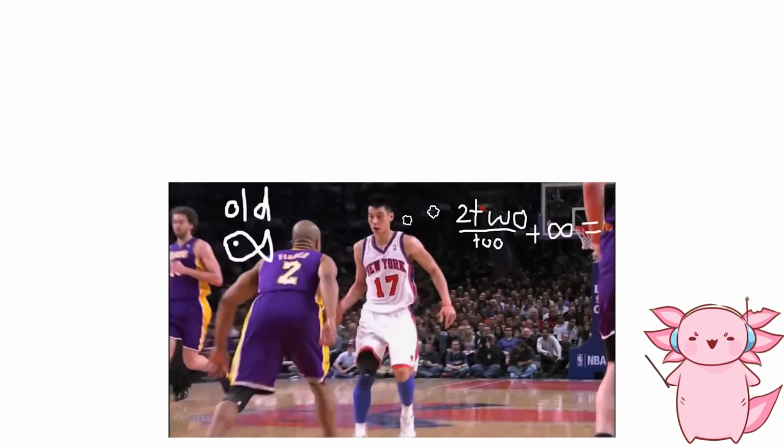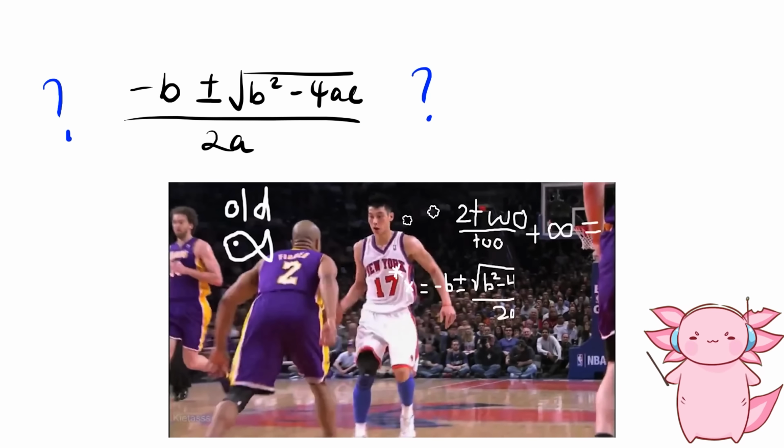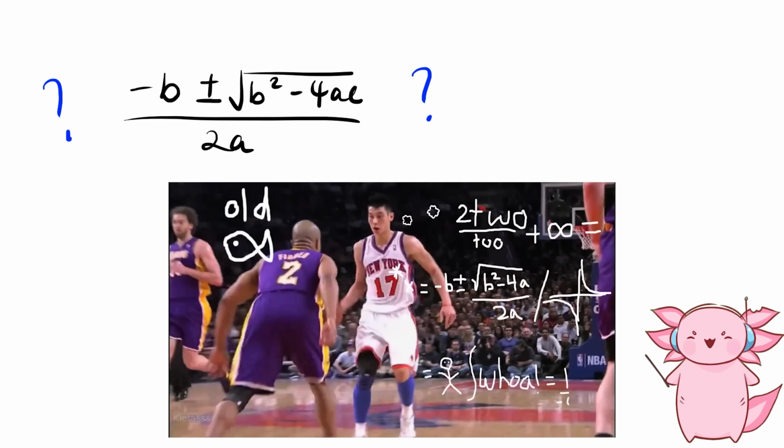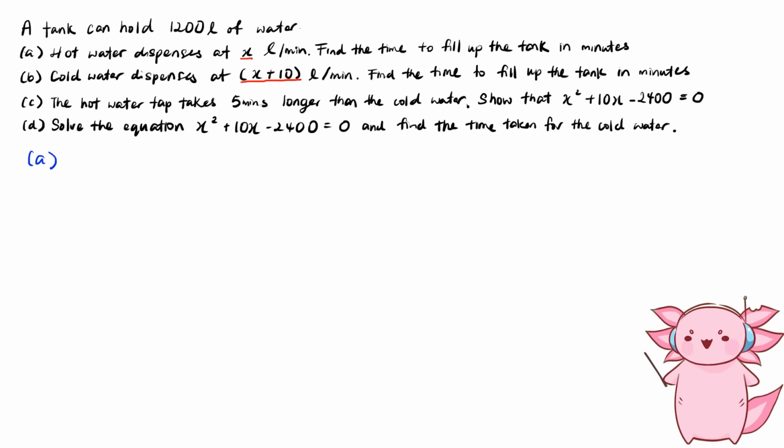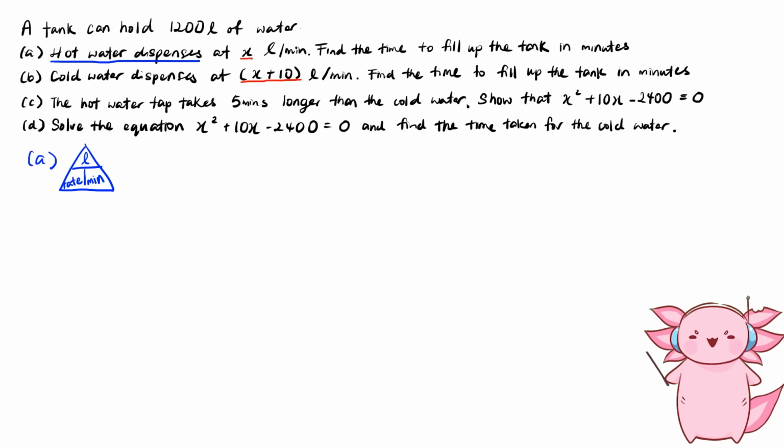I have no idea why, but this math formula has the most memes created about it that I've seen online. But this type of quadratic word problem always comes out in the O-levels for some weird reason. So to find the time taken for this hot water dispenser, we can kind of draw out the red triangle, and since we want to find the number of minutes, it's actually the number of liters, which is 1200 divided by the rate, which is x.